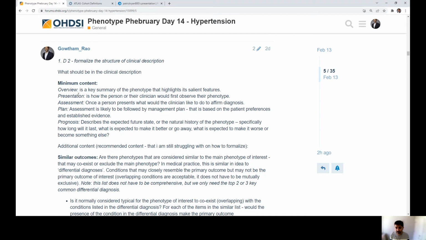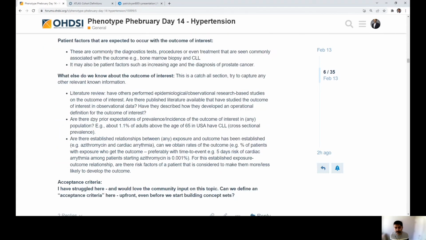Prognosis is an important attribute for clinical description. Prognosis tells us when does this clinical state end, or maybe it doesn't end like a chronic disease like diabetes. How does it progress? Does it get better? And so on. So prognosis is important because it helps us design cohort definitions appropriately.